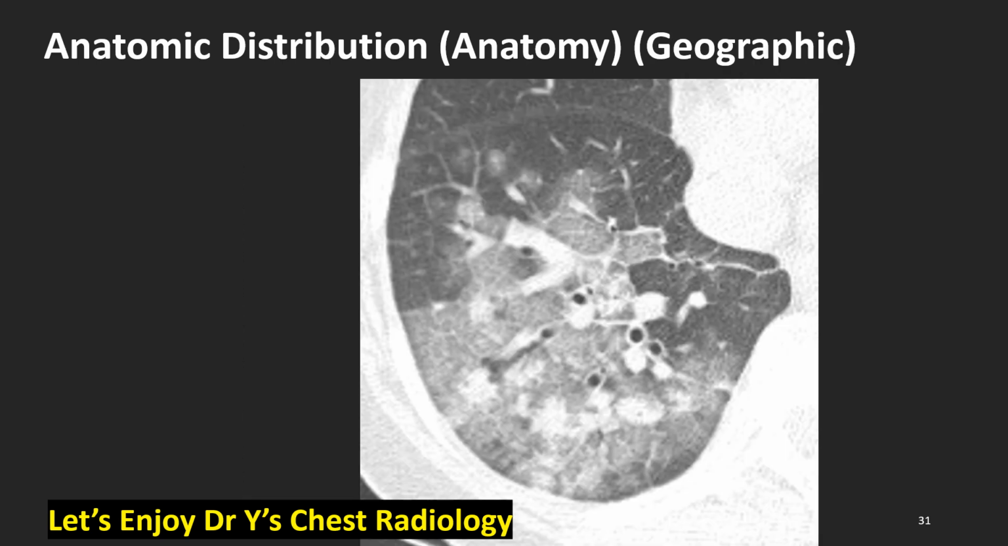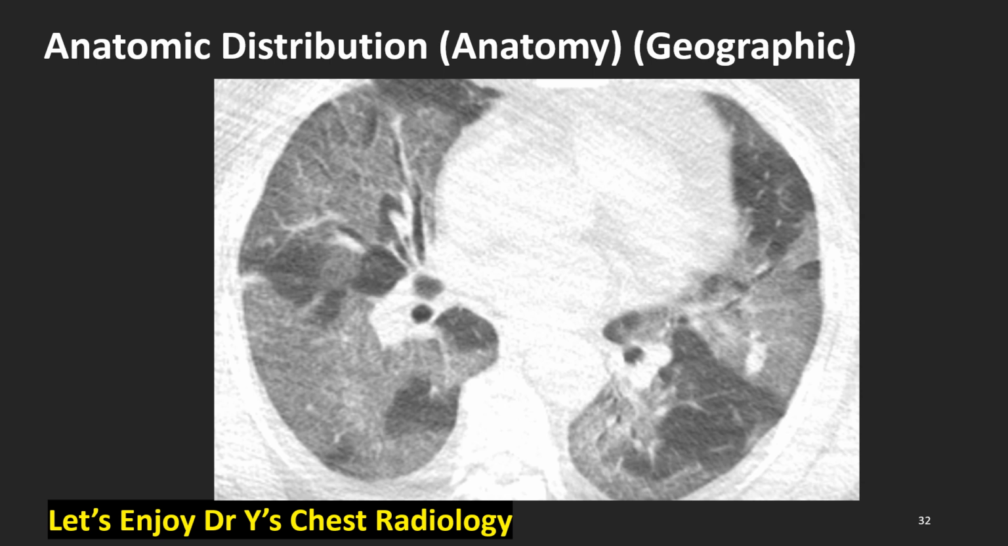Anatomic distribution, geographic. The ground glass opacities are geographic in distribution. Anatomic distribution, geographic. Bilateral ground glass opacities of geographic distribution.